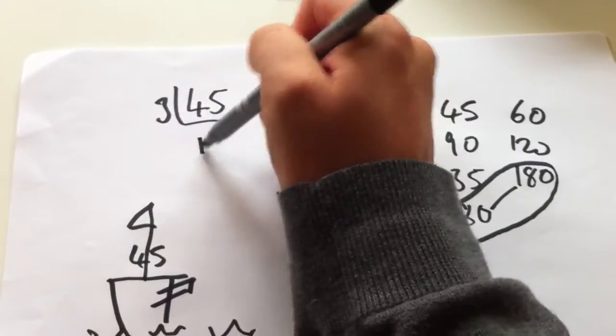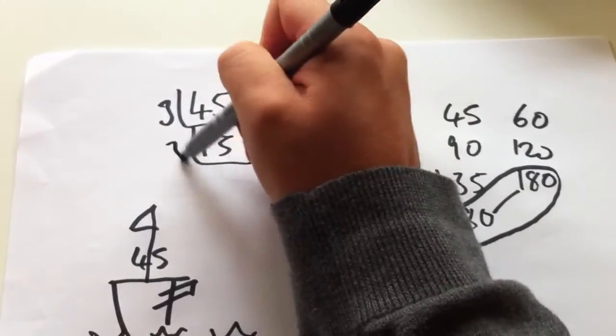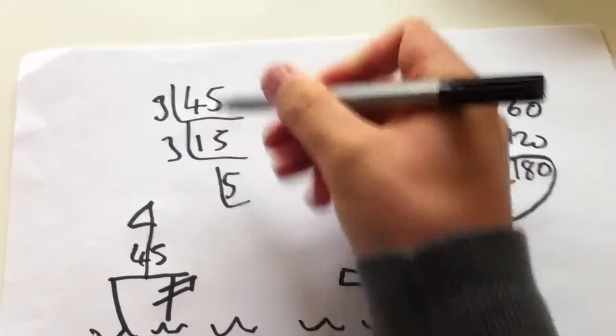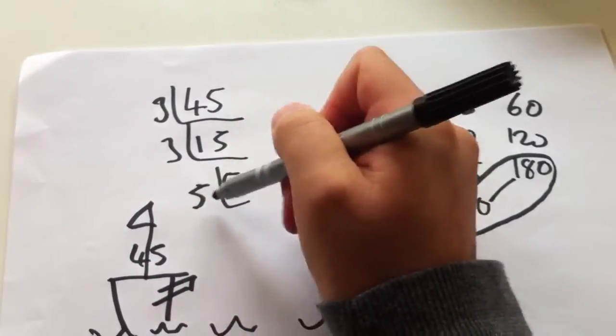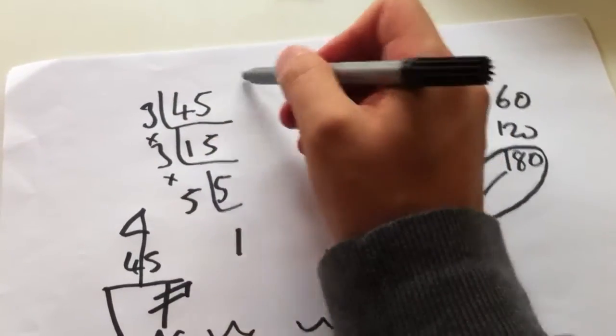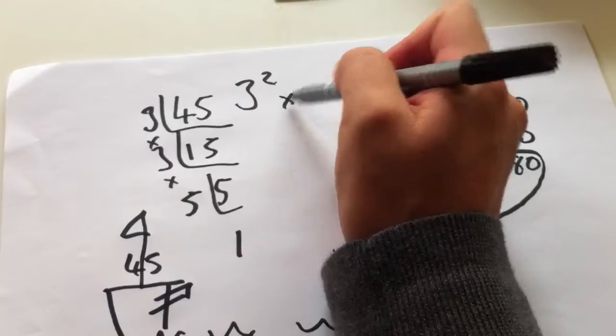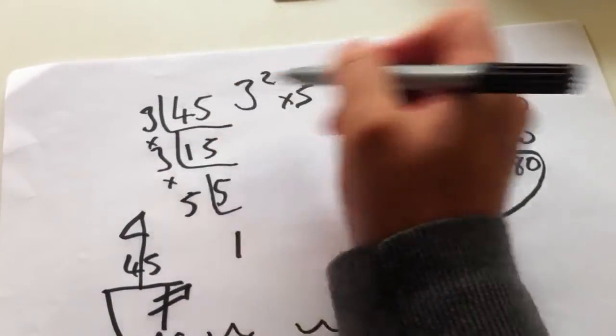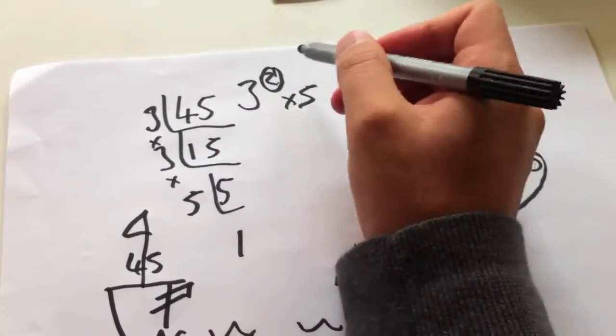Watch this. If I express 45 as a product of primes, I can't divide by 2, I can divide by 3 to get 15, I can divide by 3 again to get 5, and I can divide by 5 to get 1. That becomes 3 times 3 times 5. So we call that 3 squared times 5. 3 squared because it's 3 times 3. So it's just the power 2 up here.